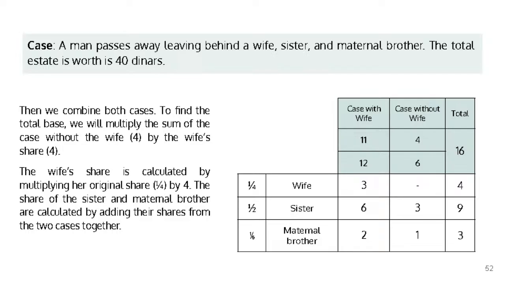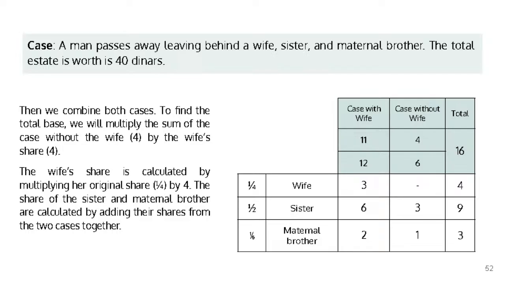So let's start off with the basic. A wife, sister, maternal brother. What are the shares? Wife gets 1/4, and then the sister 1/2, and maternal brother 1/6. Okay, so now we look at this. The base is supposed to be 12, and we put it together. So it's 3 plus 6 plus 2. How much is that? It's 11. So our new base is supposed to be 11 because there's something missing.